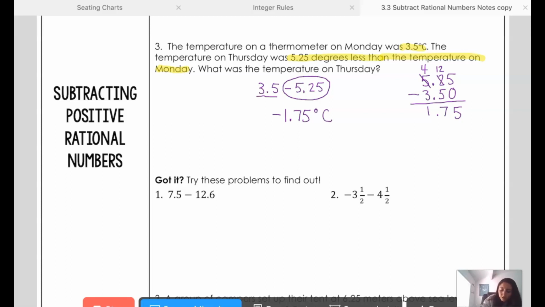You can also view it, if you're the one that likes doing the teams, we have a positive team and a negative team. So we have 3.5 positives and 5.25 negatives. So who's winning? The negatives. And by how much? 1.75.